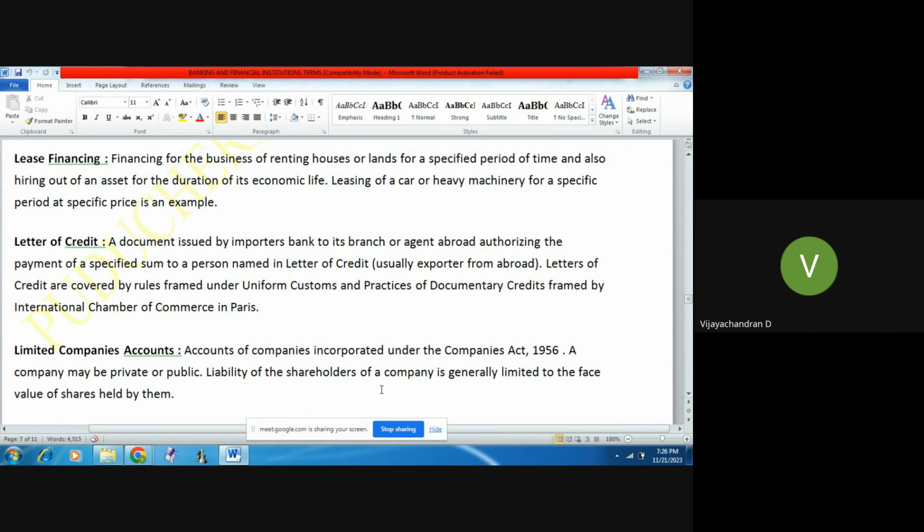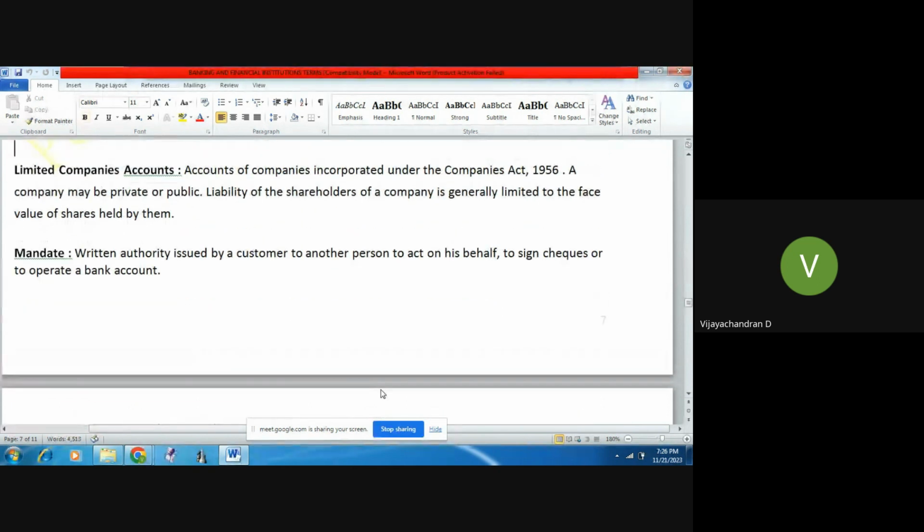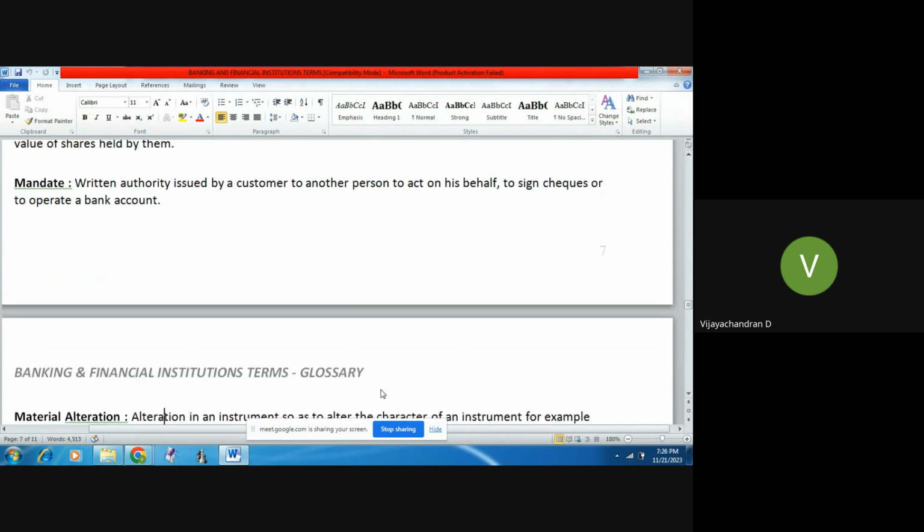Letter of credit, I already told. Letter of credit, LC, I told. And limited liability companies, limited companies, the company having the account with the bank.